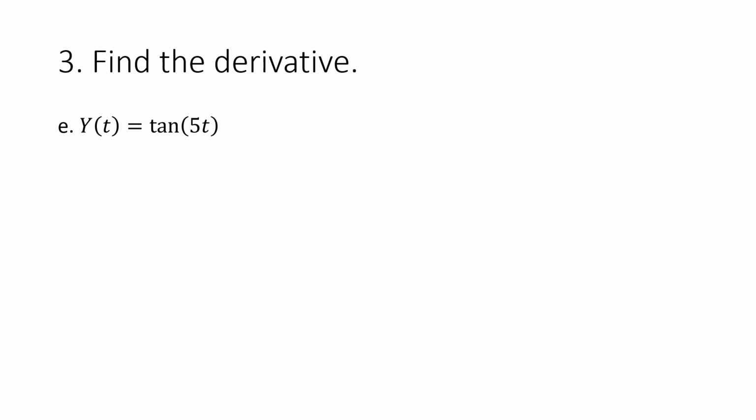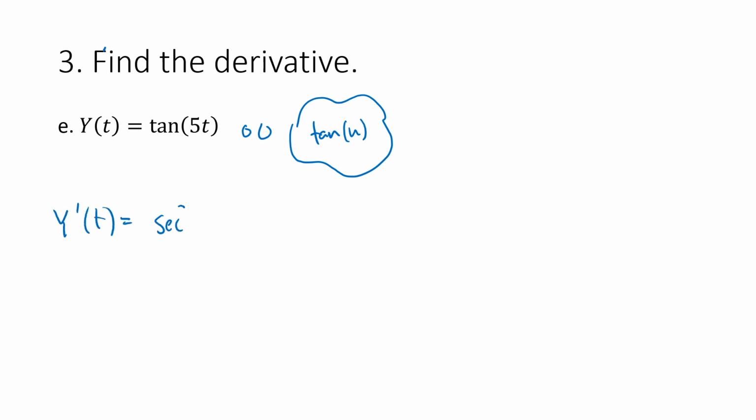All right, finally, one more chain rule. We've got the tangent of 5t. Think of that as the tangent of u, and we know that the derivative of the tangent of u is secant squared of u, so this is going to be secant squared of 5t multiplied by the derivative of 5t, which is 5. So again, that's my derivative of tan u, which is secant squared of u, and that's my u prime. So again, I'm using the chain rule to figure that one out.